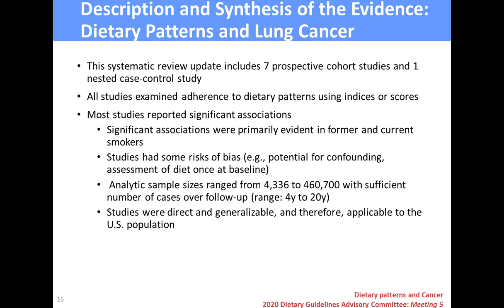All studies examined adherence to dietary patterns using different indices or scores. Most studies reported significant associations. Significant associations were primarily evident in former and current smokers. Studies had some risk of bias, potential for confounding, assessment of diet once at baseline. The analytical sample sizes ranged from 4,336 to 460,700, with sufficient number of cases over follow-up of a range of 4 to 20 years. Therefore, the studies were direct and generalizable and applicable to the U.S. population.